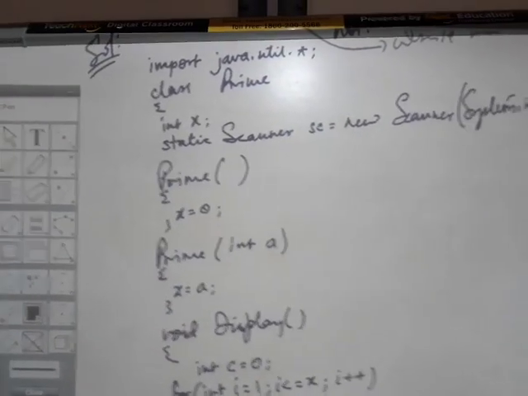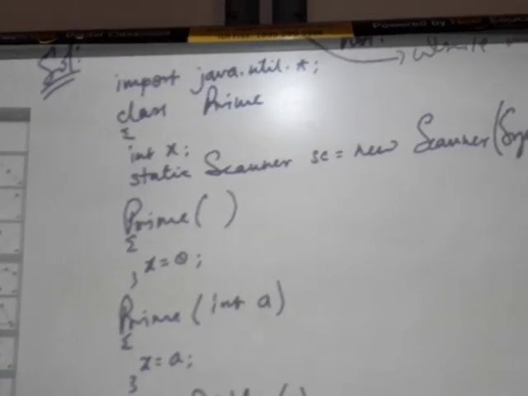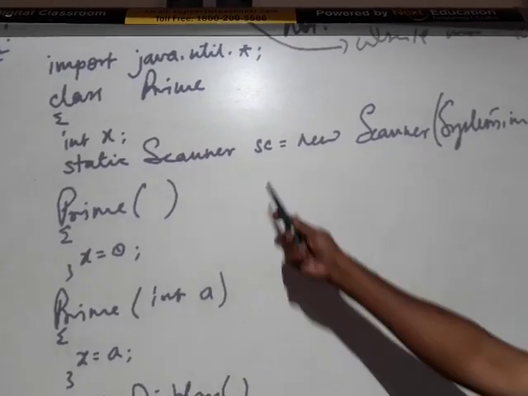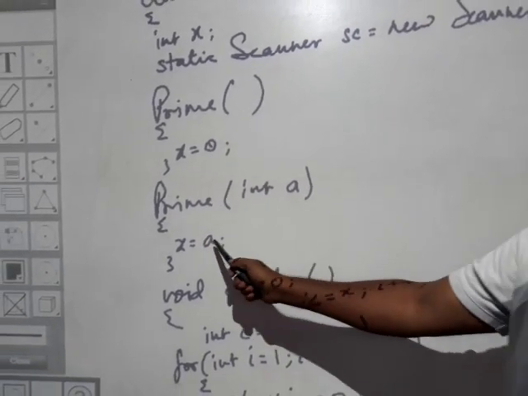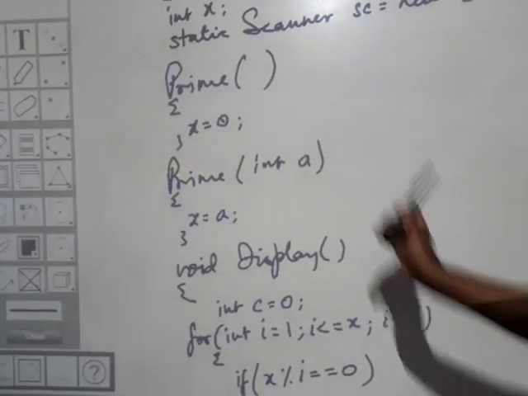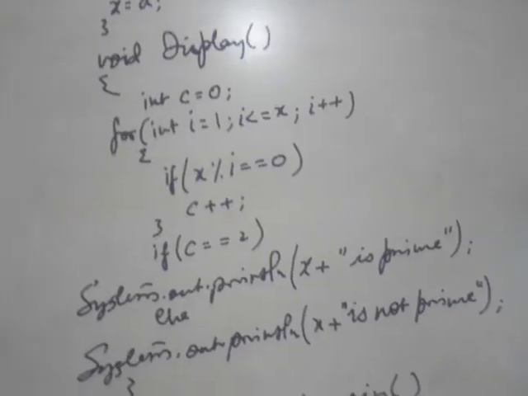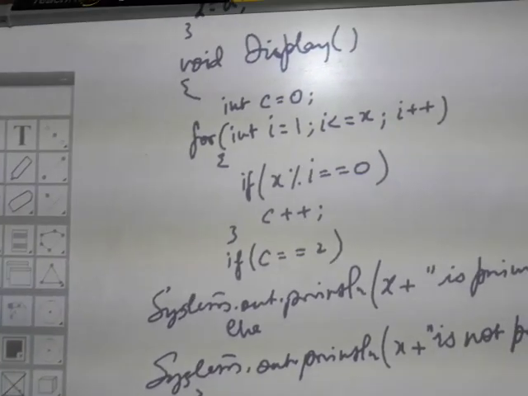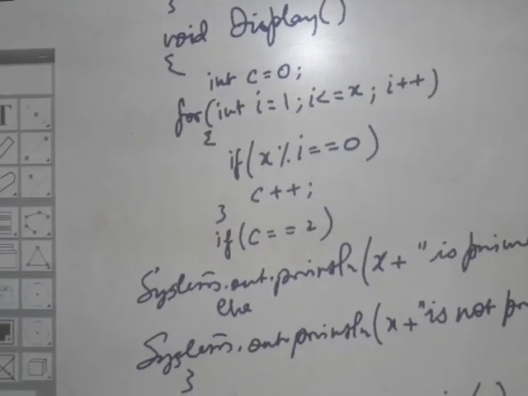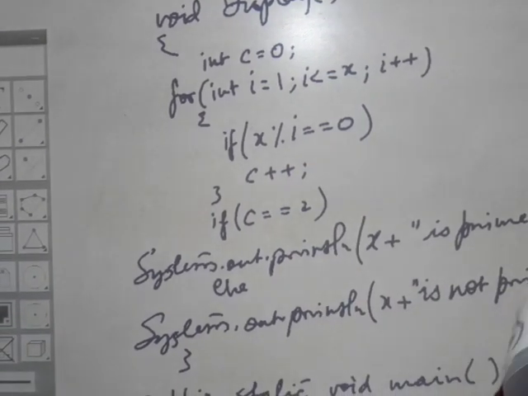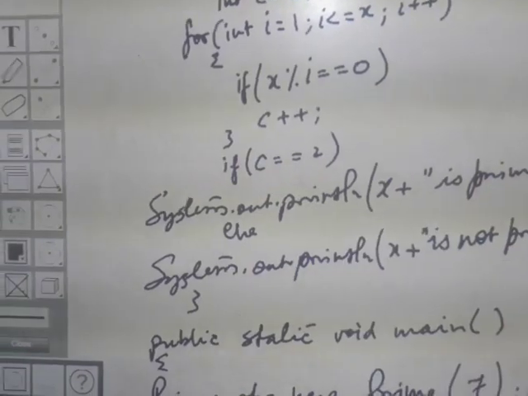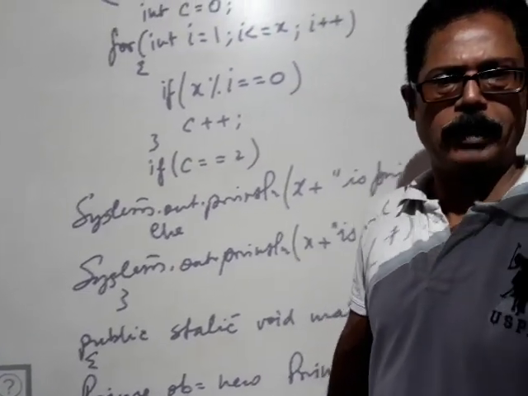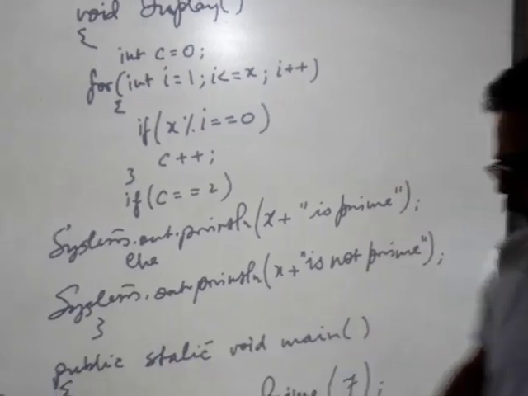If you look at the solution here, same thing: int x, Scanner class, the object has been created, a non-parameterized constructor to assign 0 to x, and a parameterized constructor to assign the value of a to x. Now a will derive the value when the constructor is called. The display function is as it is; it checks and prints whether it is prime or not, as we have seen already, taking c as the number of factors. It is counting as the moment x is divisible by any value of i. And finally, when c is 2, it means it's a prime number, otherwise it's not a prime number, and x is printed over here.